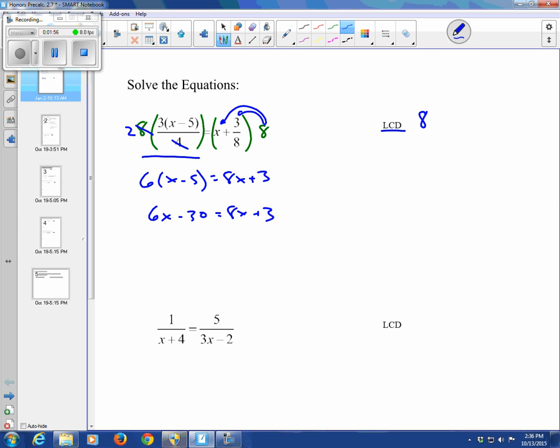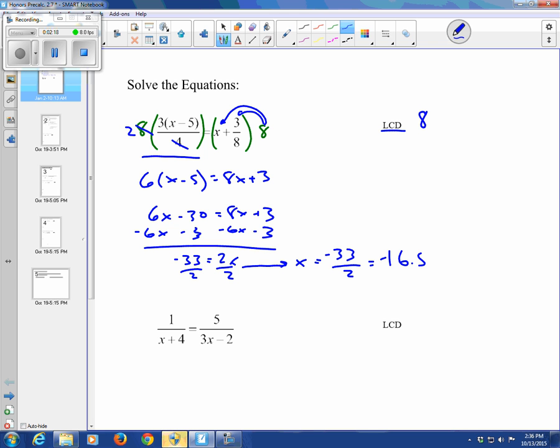And continuing on here, we would get the x's on one side and the constants on the other, so minus 6x, minus 6x, minus 3, minus 3. And that's going to give us, right here, negative 33 equals 2x, divide by 2, and we can say that x is going to equal negative 33 over 2, or negative 16.5.